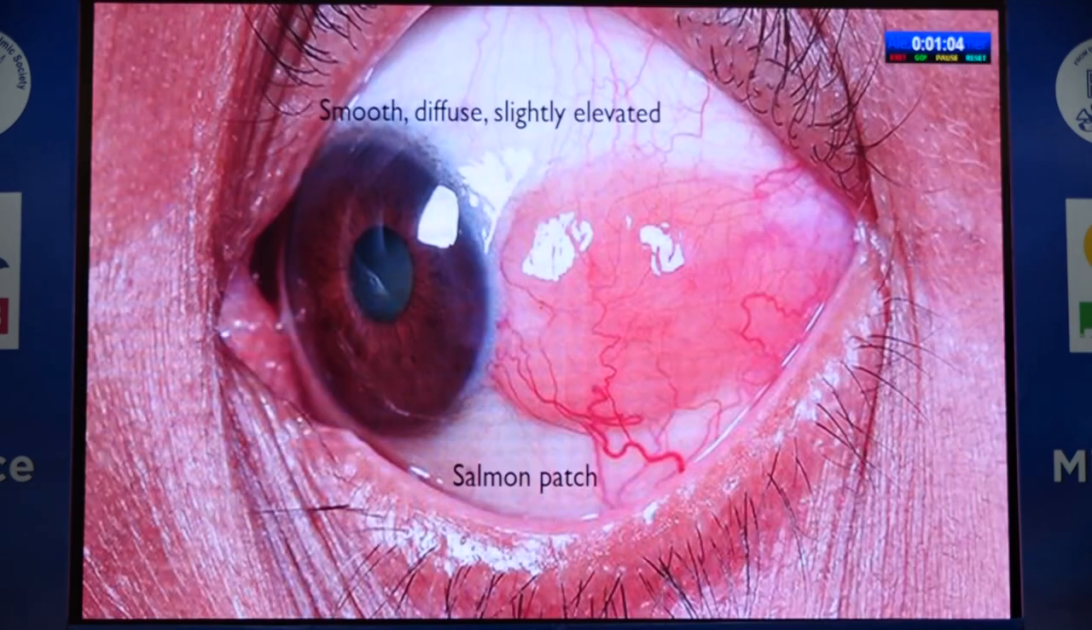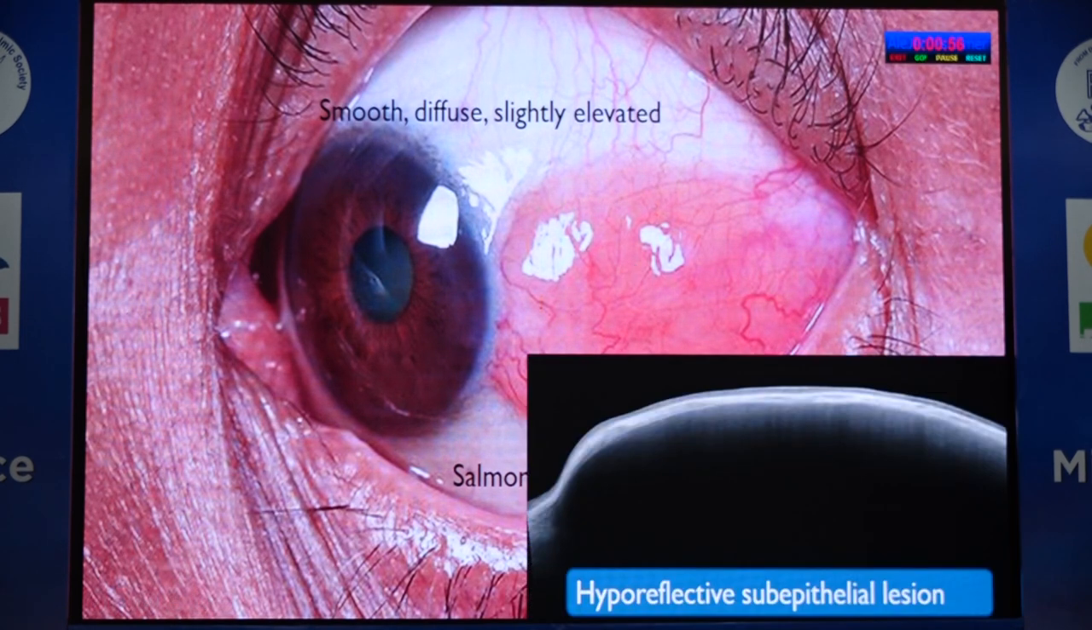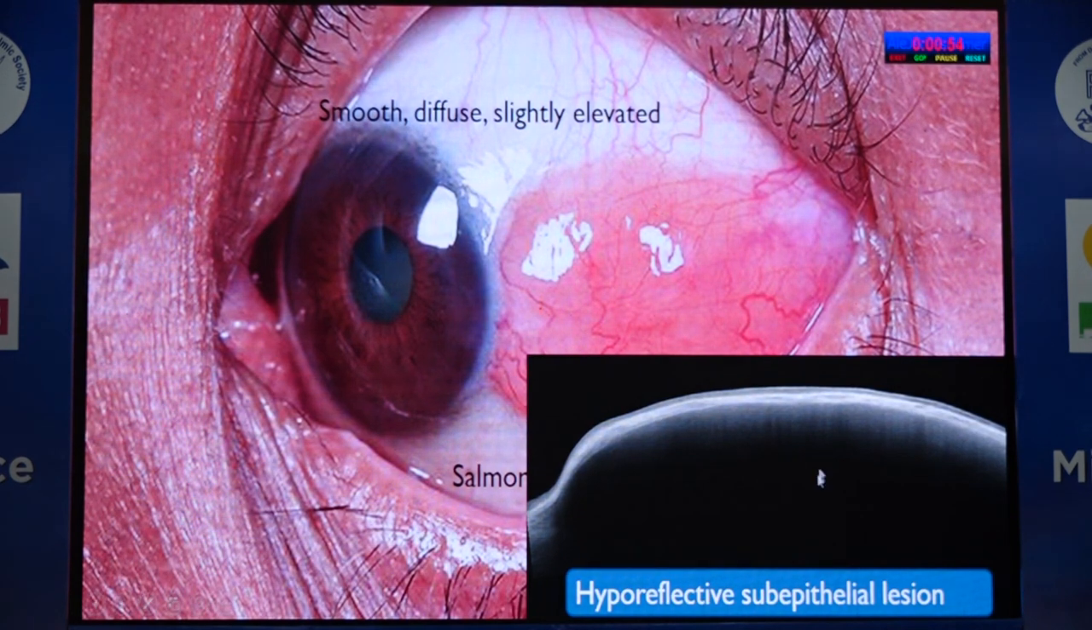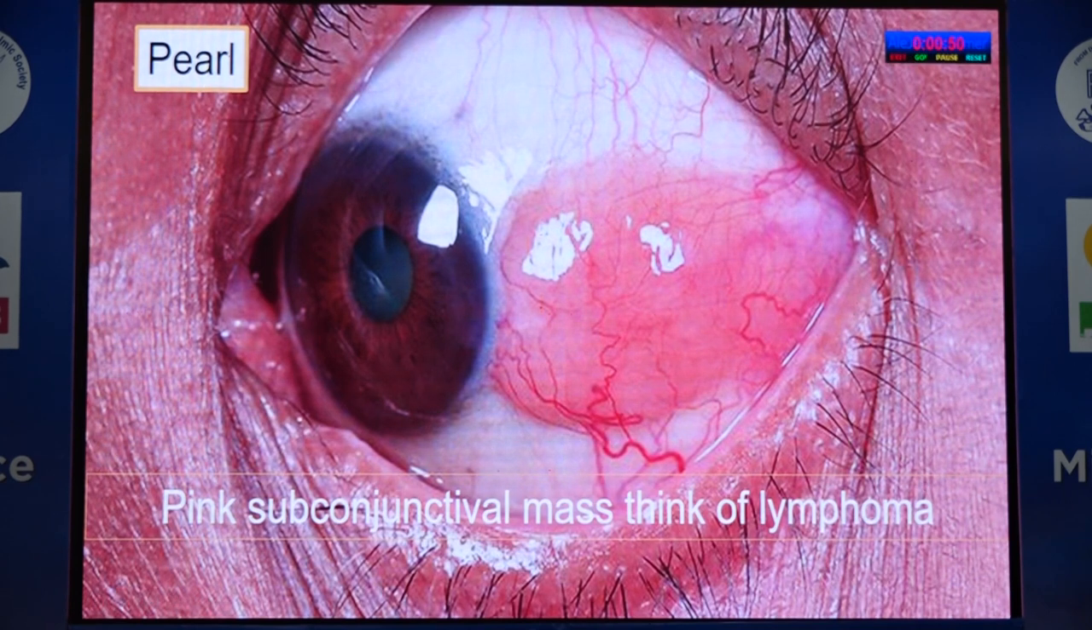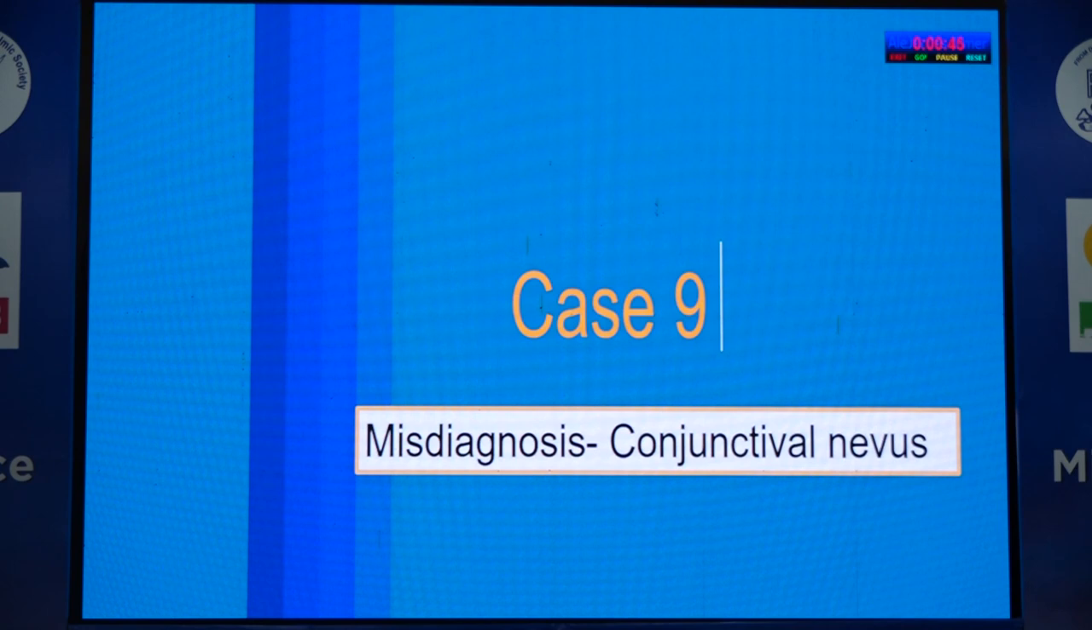Again, a case referred to us as OSSN. What do we see here? Smooth, diffuse, slightly elevated, salmon patch appearance, hyporeflective subepithelial lesion. So a typical case of conjunctival lymphoma. Pink subconjunctival mass, think of lymphoma.